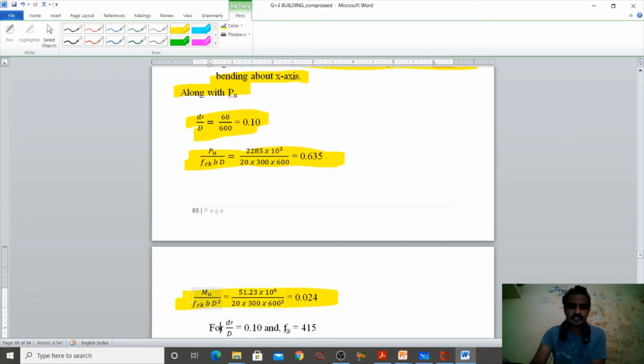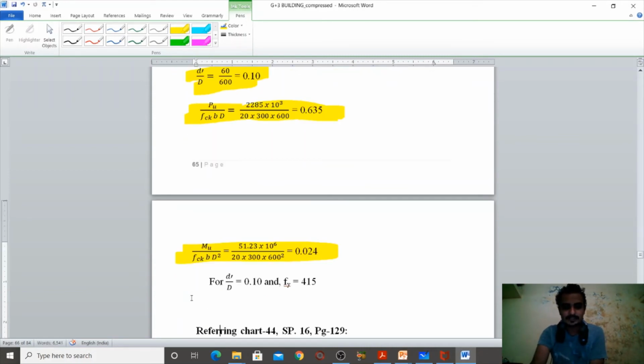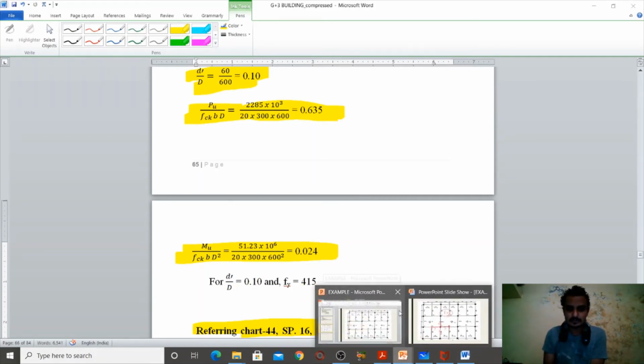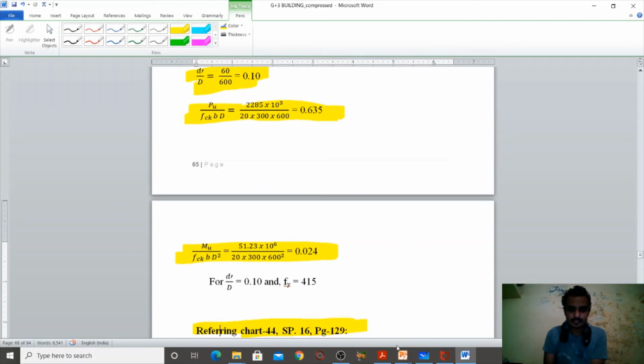Mu upon FCK BD squared, this value. We have to find out these two values. For this you have to follow IS SP 16 chart 44. Here PU upon FCK BD, Mu upon FCK BD squared values are 0.65, 0.045, D dash by D 0.1, FY 415. Let's check SP 16 chart 44, which is on page number 29.